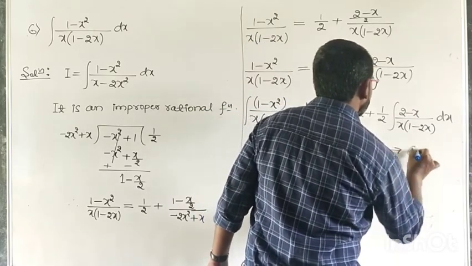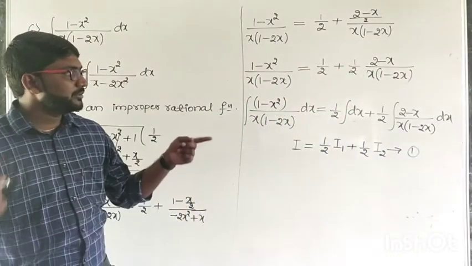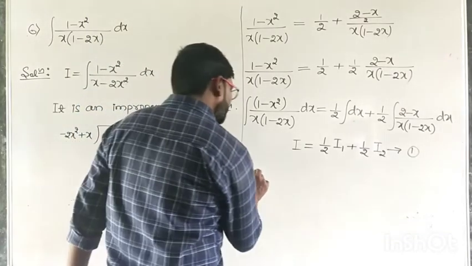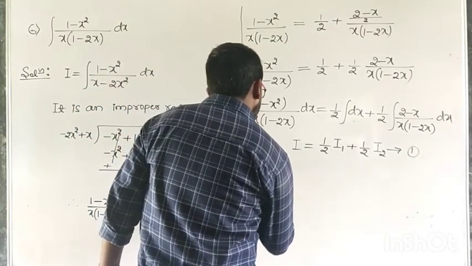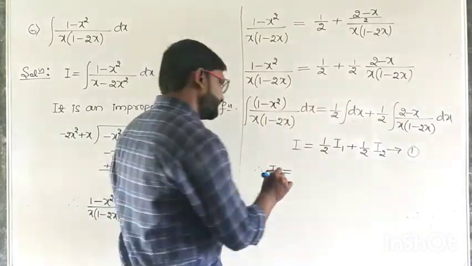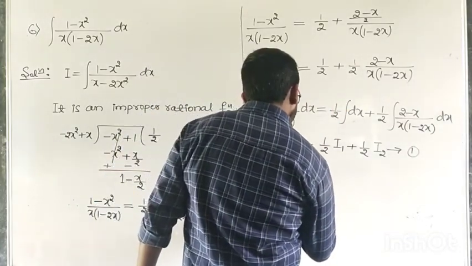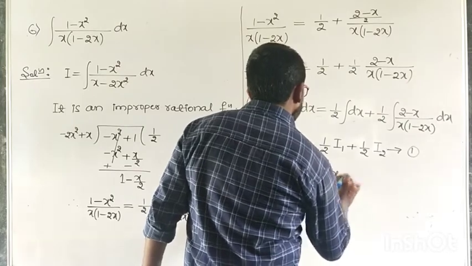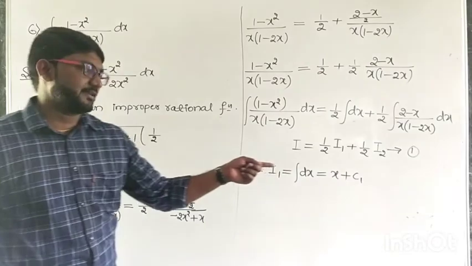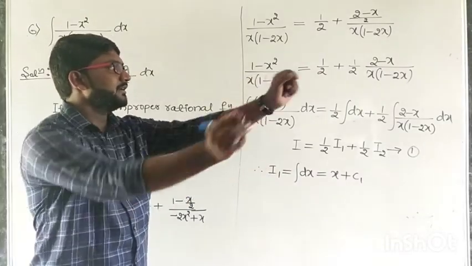Call this equation number 1. So we have to calculate I1 and I2 separately. Therefore, what is I1 now? I1 is equal to the integral of dx, which is equal to x plus c1. Then now we have to go for I2.